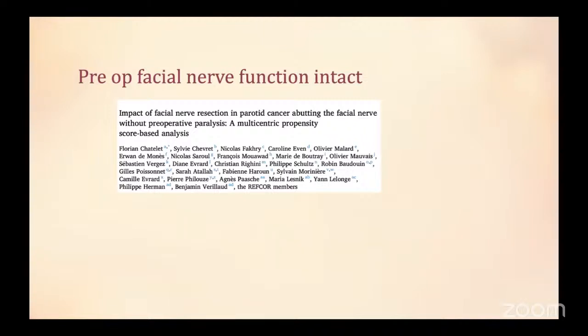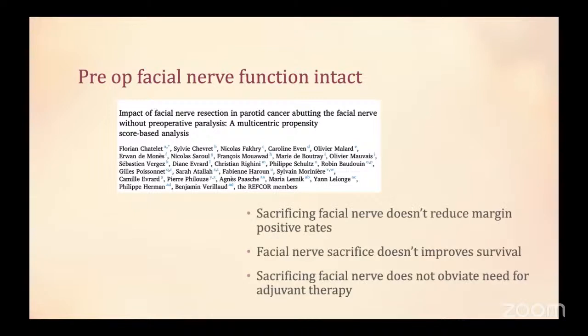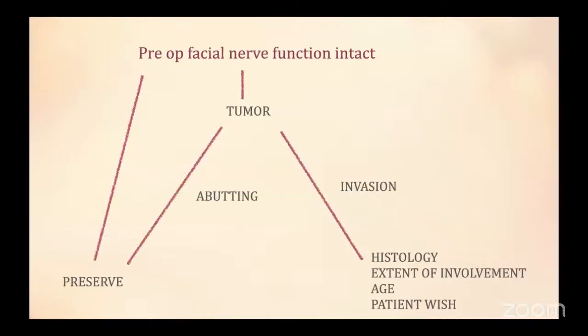But when preoperative facial nerve function is intact, what to do in that case when you find a tumor very close, abutting or involving the facial nerve? We have evidence which says that sacrificing the facial nerve does not reduce the margin positivity rate, neither does it improve survival, and it does not obviate the need for adjuvant therapy as well. So when the nerve function is intact, our inclination should be to preserve the nerve. And if the tumor is abutting, then definitely we have to preserve, try to use micro dissection, magnification, whatever, but try and preserve the nerve.